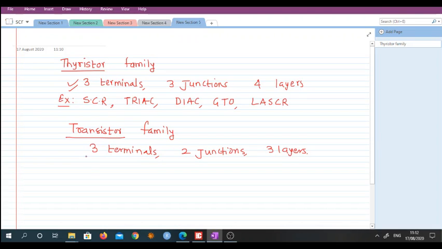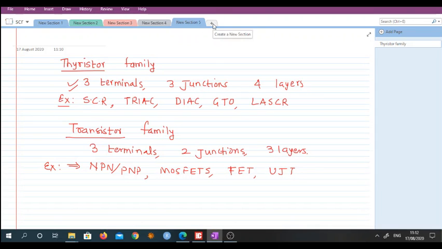Examples of transistor families are the NPN transistor or PNP transistor. You take any NPN, PNP transistor. So these are the examples. Then MOSFETs, FETs, and then UJT. These are the examples of the transistor family.